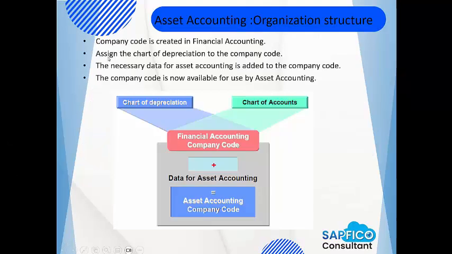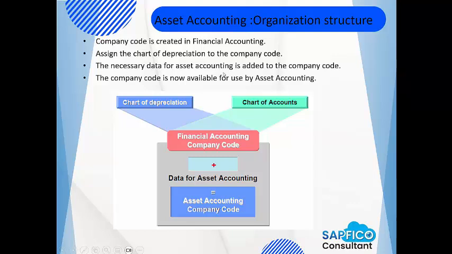Now, a company code is created in financial accounting. So any organization which requires a balance sheet and P&L, we need to have a company code created. Now, chart of depreciation is specific to asset accounting. So this chart of depreciation is assigned to the company code. Okay, so in a country, if there is more than one company code, the company codes can use the same chart of depreciation.